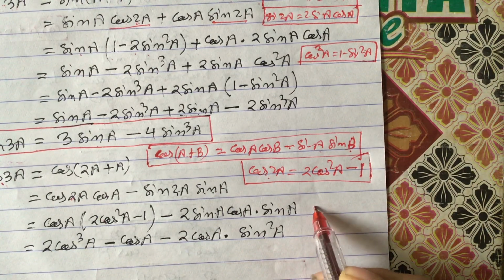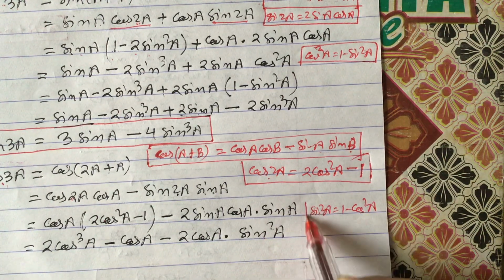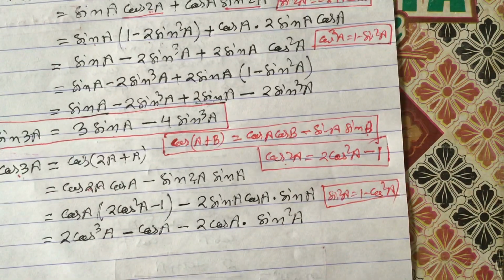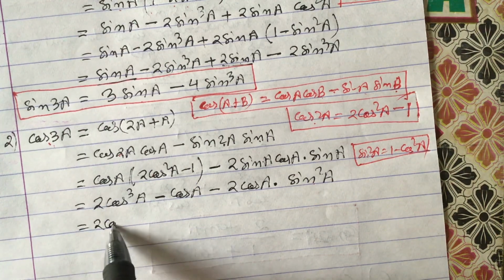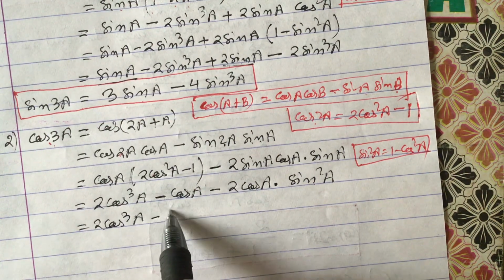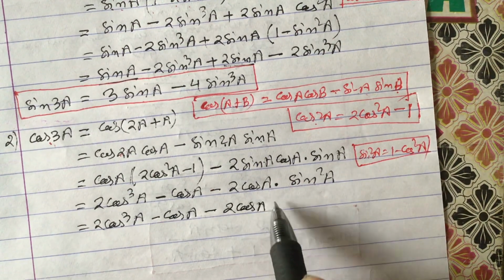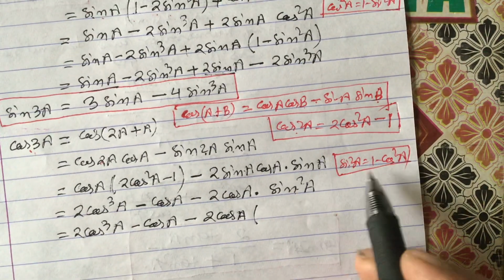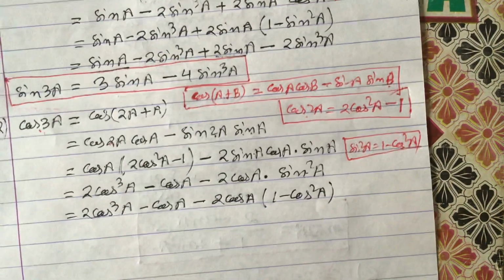To change the sine into cos, see, in class 8 we have learned sine square A is 1 minus cos square A. This formula you have learned in class 8. So let us put this formula now. The other terms as they are: 2 cos cube A minus cos A, minus 2 cos A also as it is, bracket, sin square A is 1 minus cos square A. This formula we can apply.